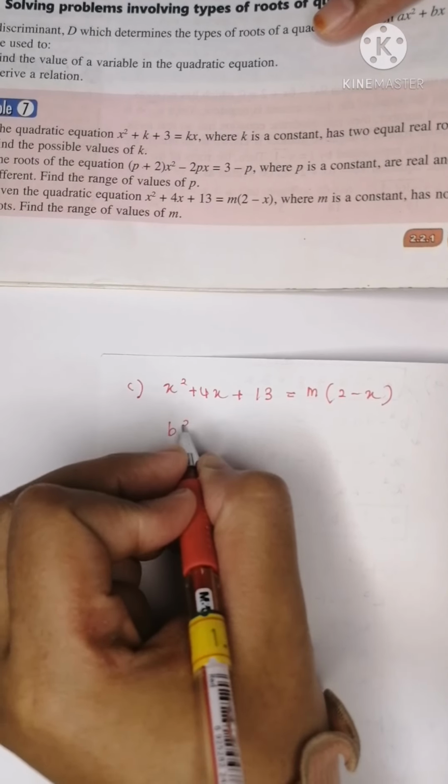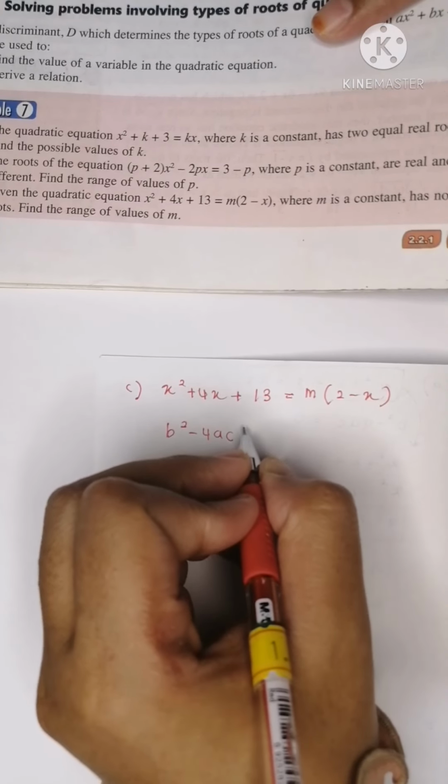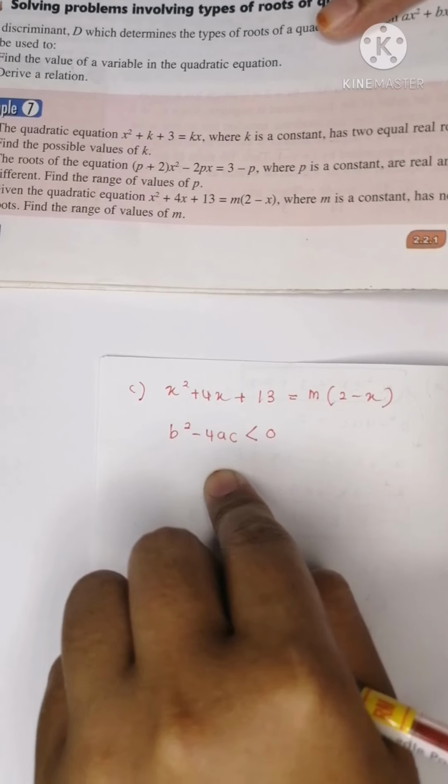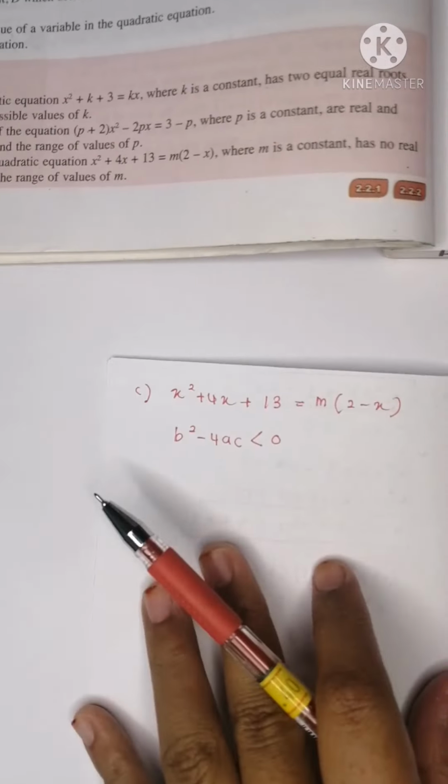No real roots means that the discriminant, b squared minus 4ac, is less than 0. This is the discriminant for no real roots. The question asks you to find the range of values of m. Now we solve it.